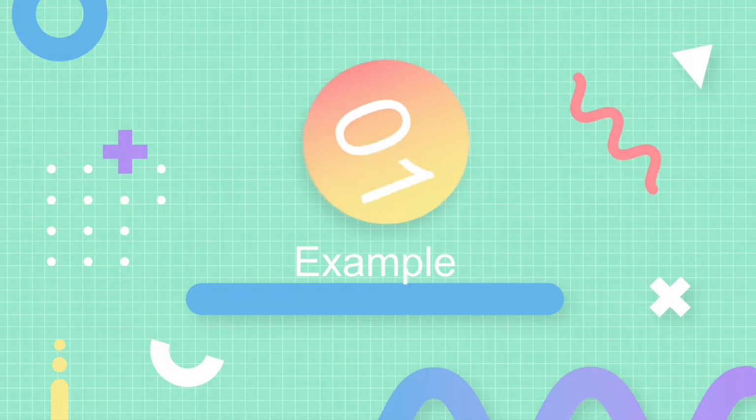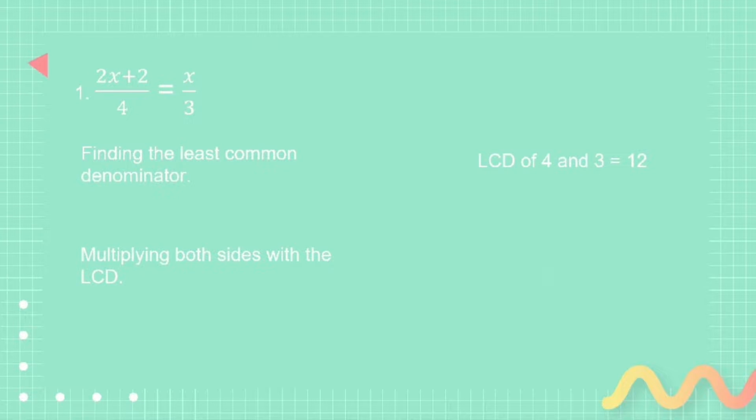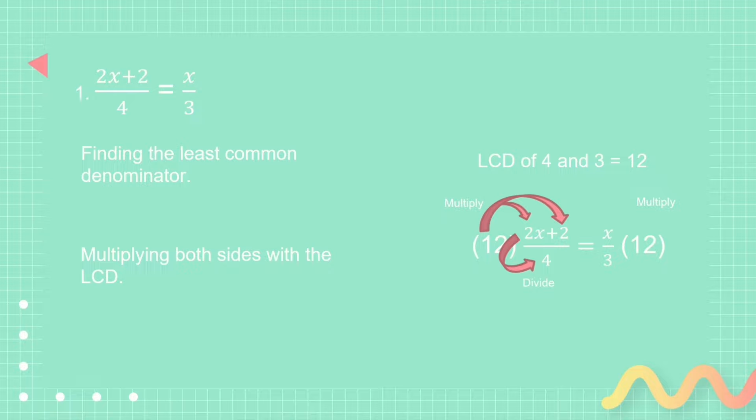For the first example, here we have our given (2x + 2)/4 = x/3. First, like we have said before, we must find the least common denominator of the equation, and the least common denominator of 4 and 3 is 12. So next, we shall multiply both sides by the LCD. For (2x + 2)/4, we will distribute 12 to the numerator and divide it by 4, so that it will now become 6x + 6.